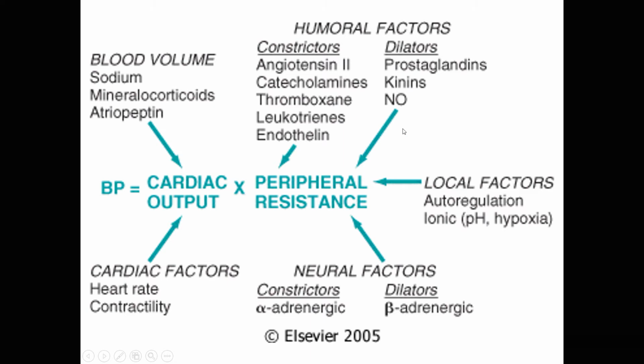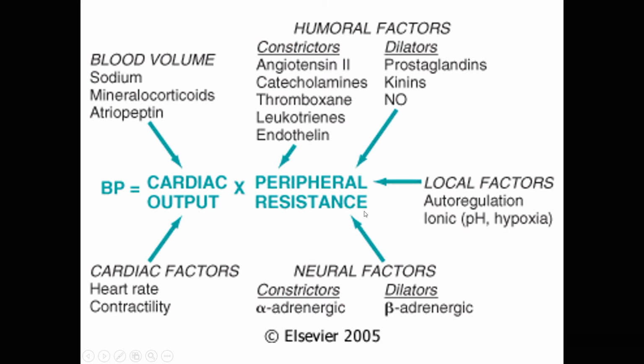Dilators, mainly prostaglandins, released into the periphery, especially in inflammatory processes, will cause vasodilation, thus potentiating the inflammatory response locally. But also kinins, bradykinin, will cause vasodilation, and nitric oxide, a powerful vasodilating agent released by the endothelium. Some local factors, such as pH changes, especially under hypoxic conditions, may also influence the peripheral resistance.